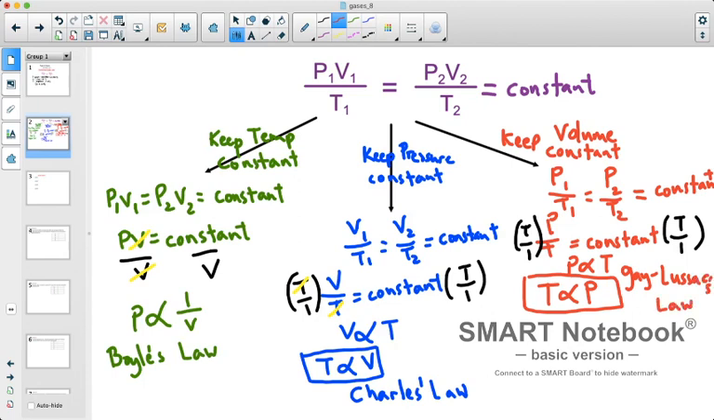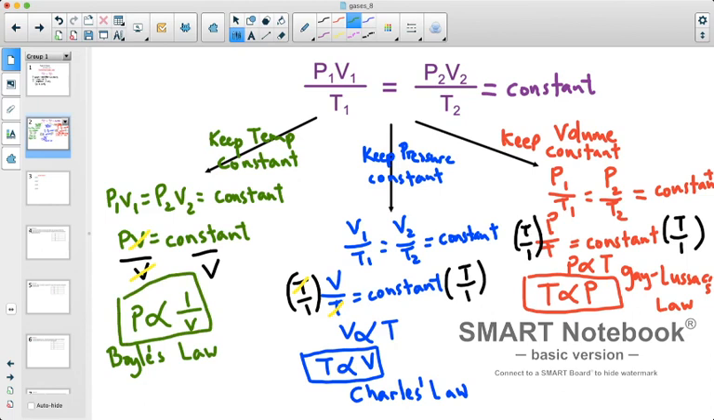So the combined gas law actually puts all three of the most important gas laws together. And we're able to look at the relationships. So if you don't memorize the relationships, then realize that you can easily find each of the relationships from the combined gas law.